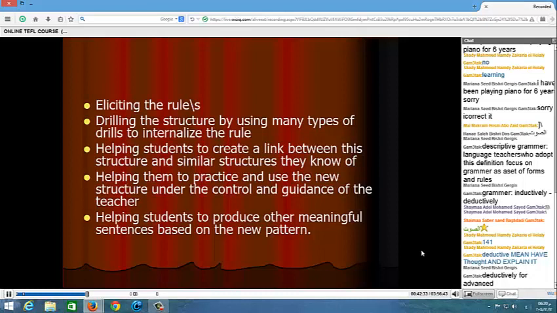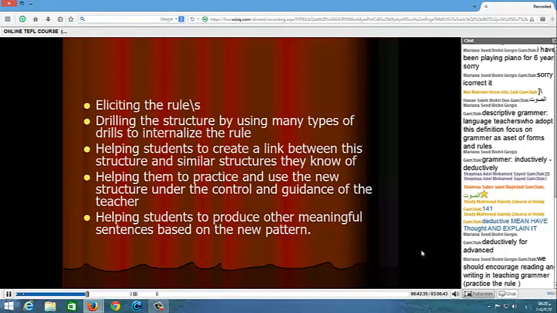Meaningful drills to use the sentences or the patterns for communication, a real communication. Should encourage reading and writing and teaching grammar. Practice the rule, that's right. 4 language skills are integrated actually. We can't isolate one skill from the others. And we can't isolate grammar and vocabulary from the teaching of reading or writing or speaking or listening. The 4 language skills, all aspects of the language are integrated.